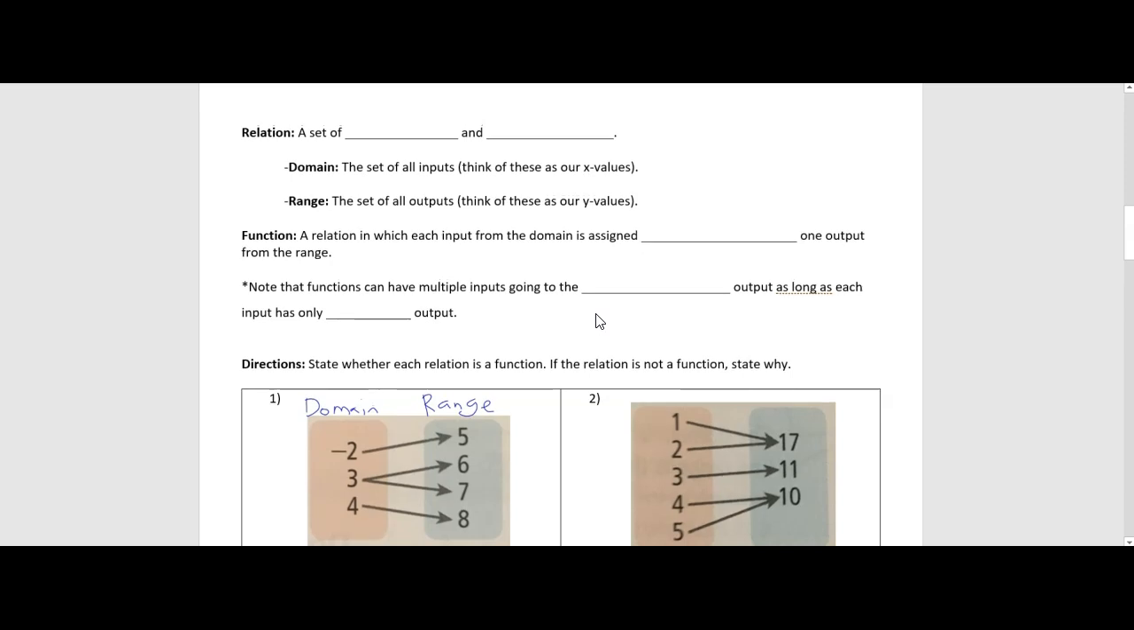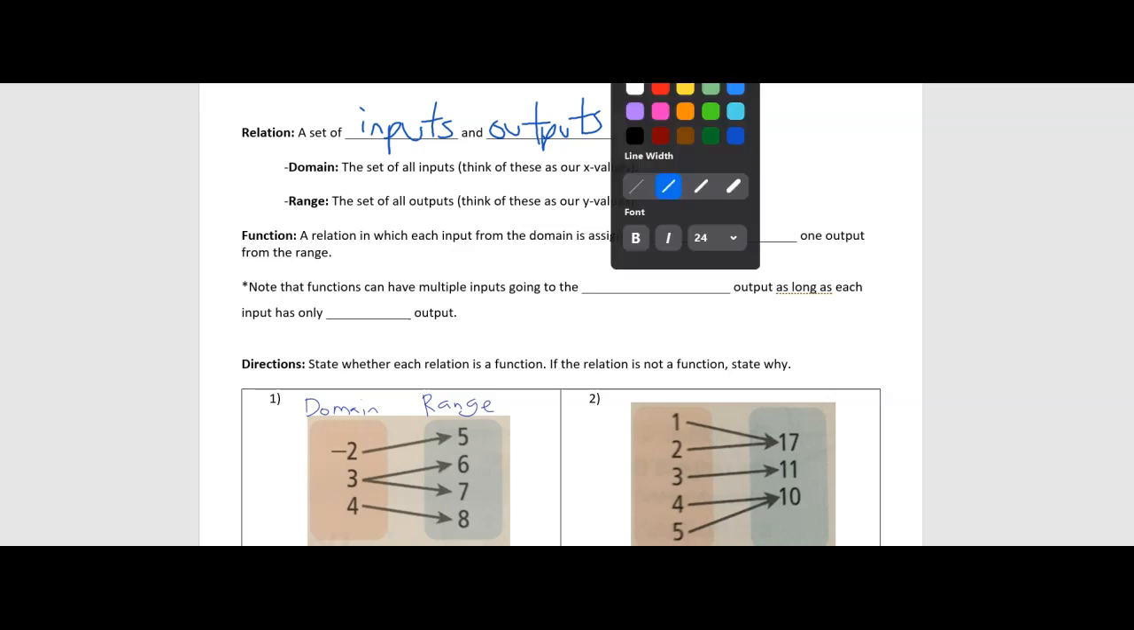So we start with a relation, which is a set of inputs and outputs. So all 4 of those examples up above were relations because they had a set of inputs and they had a set of outputs. You can think of the inputs as domain values. These would be our x values. And you can think of the outputs as a range. These would be our y values.